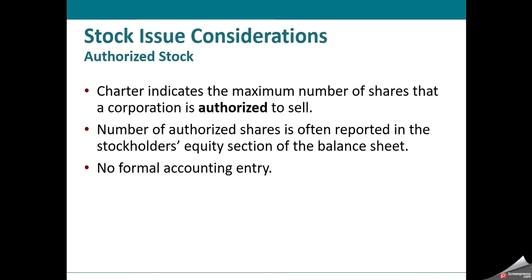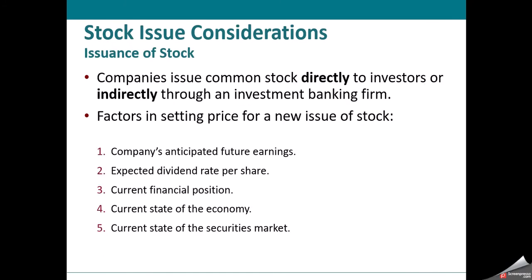So that's how many they're allowed to sell, the authorized. Then they're going to go ahead and start issuing those, start selling them. So they could sell directly to investors, or it could all be done indirectly through the different broker houses. They could be put into mutual funds and things like that.